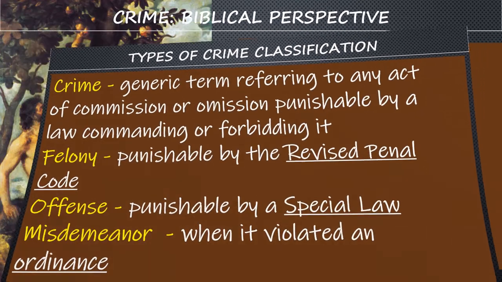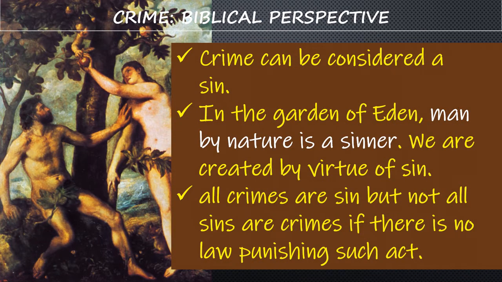We have also the biblical perspective of what is crime. In the Bible, any crime is considered a sin. Anything that is a violation of the law of the land or the law of the country can be considered a sin. And the argument in the Bible is that in the Garden of Eden, in the fall of man, man became a sinner by nature. So it says that we are created by virtue of sin.